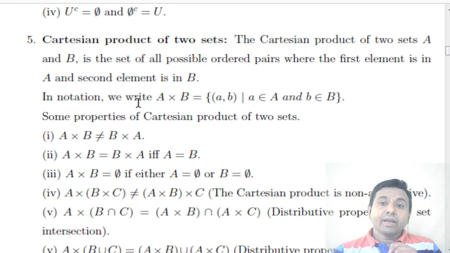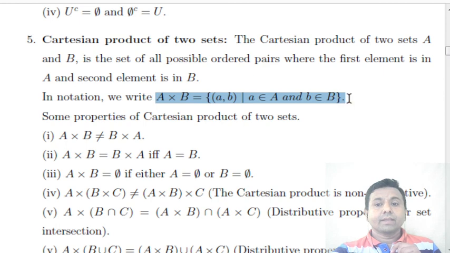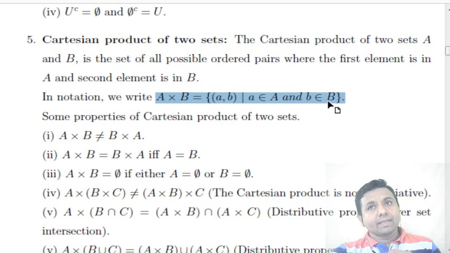Now, the Cartesian product of two sets. The Cartesian product of two sets A and B is the set of all possible ordered pairs where the first element is in A and the second element is in B. In notation we write A cross B equals the set of all pairs (a, b) such that a is in A and b is in B. Suppose you have to find B cross A, then it is the set of all pairs (b, a) where b is in B and a is in A.